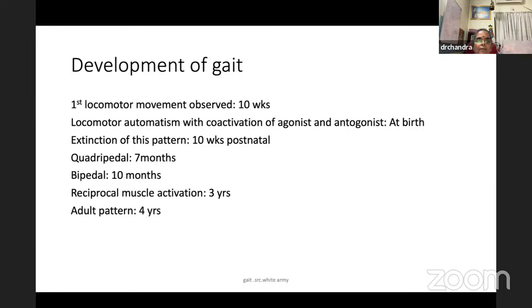And later, this pattern becomes extinct. That is, by 10 weeks postnatal, this co-contraction pattern changes. And by 7 months, quadrupedal, that is crawling. And by 10 months, the child will start standing, that is bipedal. And by 3 weeks, near normal gait, and by 4 weeks, the adult pattern of gait is attained.